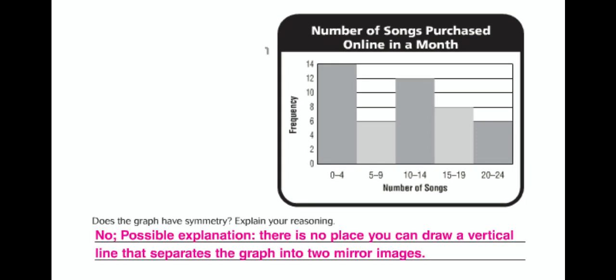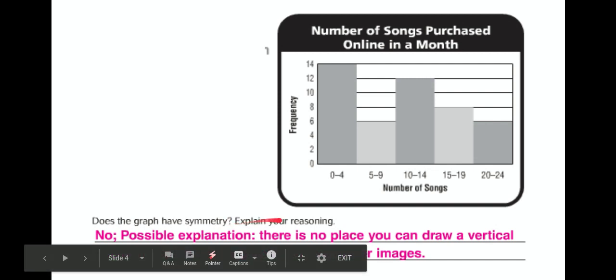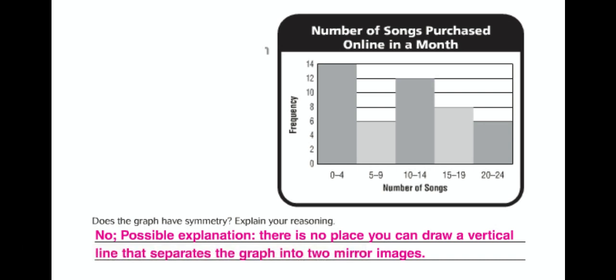Next, does this have symmetry? Hopefully you agree with me that no, it does not have symmetry. There is no other answer there. It has to be no. The only possible explanation or the thing you might have had different would be what you wrote about it. So what the book has here is it says there is no place you can draw a vertical line that separates the graph into two mirror images. So as long as you had something justifying your answer of no.